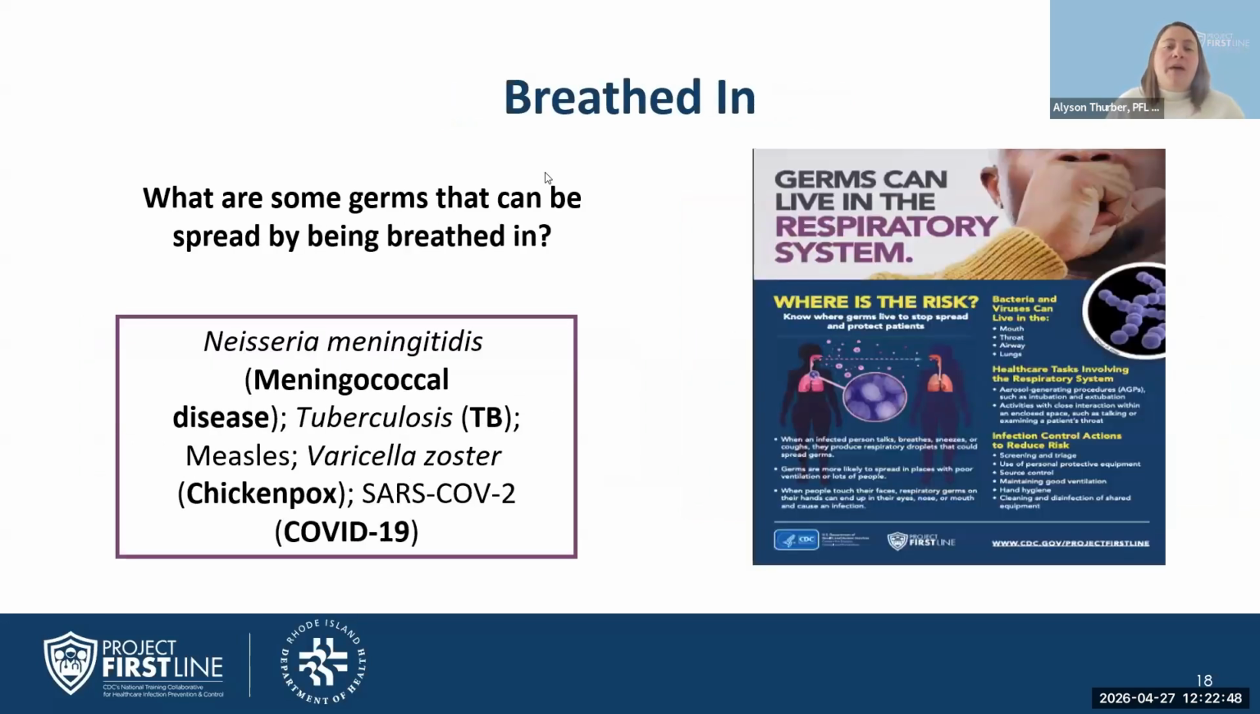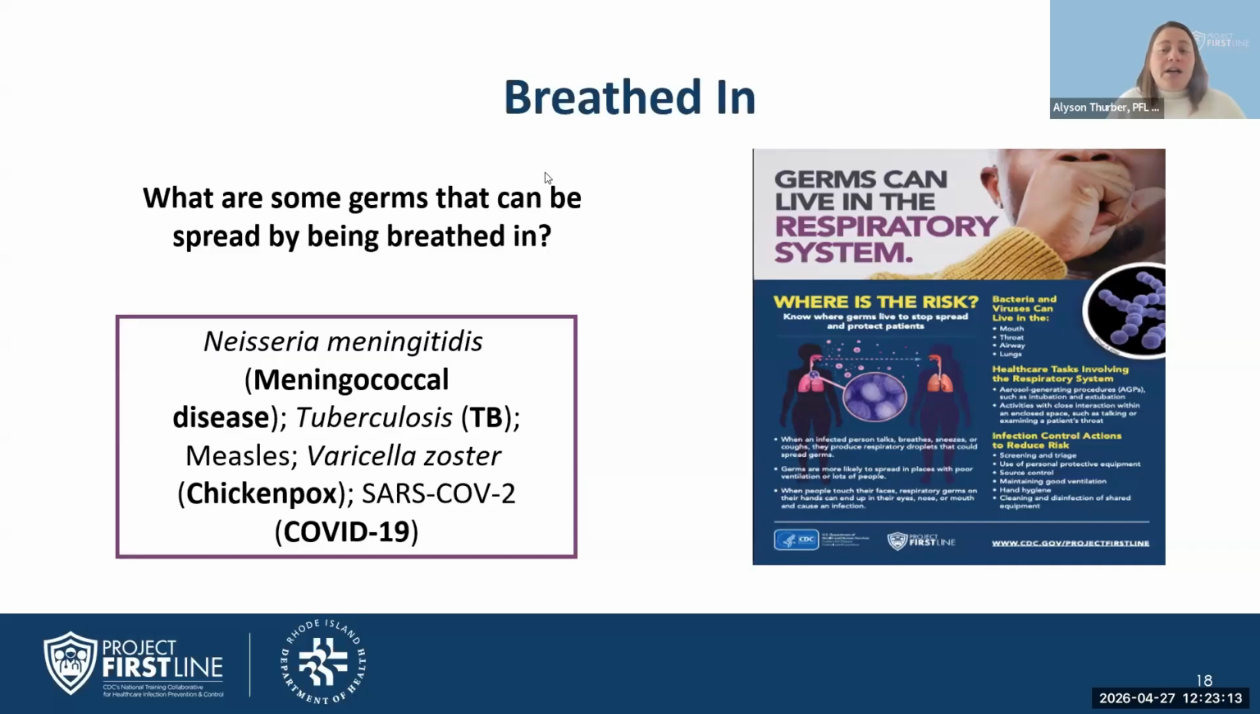So next we have the pathway breathed in. Smaller particles can be breathed in. They're very small and can remain in the air for a long period of time. They also have the potential, because they're so small and remain in the air, to reach further distances. This is why airborne precautions require special ventilation and respiratory protection. Either a mask or a respirator may be used depending on the germ.